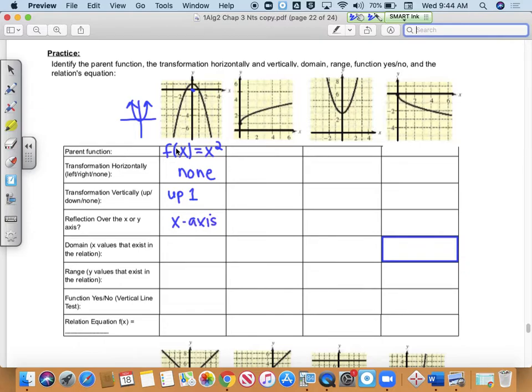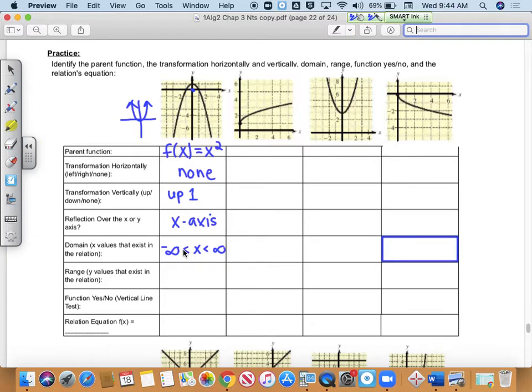The domain. The domain is all of the x values that will work for this graph, and any number from negative infinity to positive infinity will be the domain. I think the quickest way to write the domain is in inequality form. Negative infinity is the smallest x number. I know it's not a real number, but that's the smallest number it can be. And positive infinity is the largest number it can be. So the inequality would be from negative infinity to positive infinity.